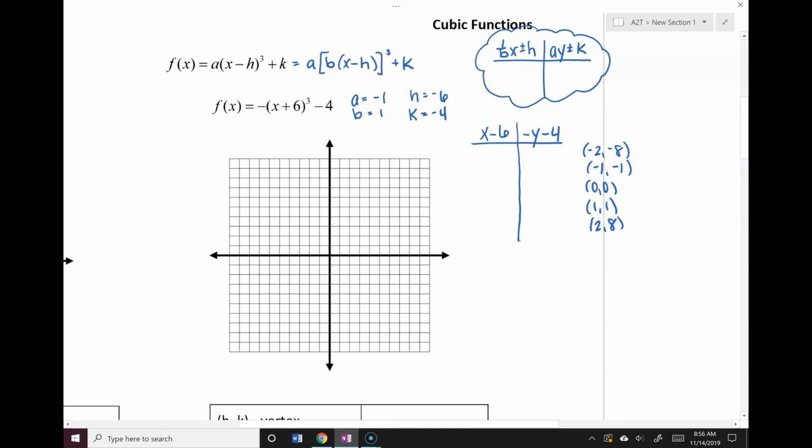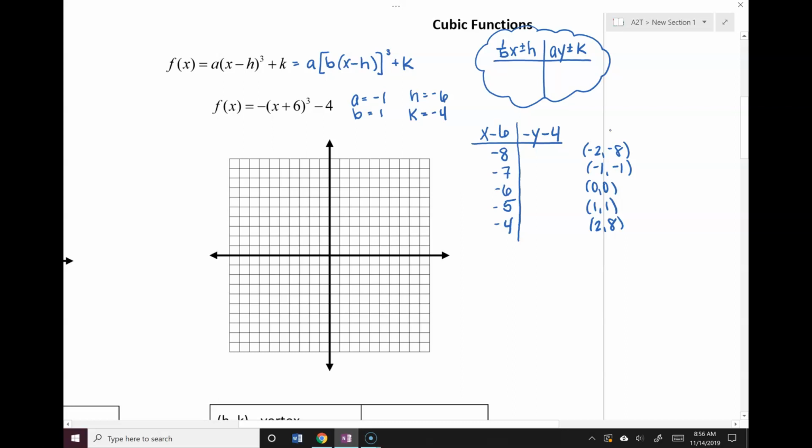For the x values, we're going to take -2 and substitute it in for x. That gives us -8. If I plug in -1, I get -7. 0 gives us -6. 1 gives us -5. And 2 gives us -4. We're just taking our parent function points and substituting them into the transformation table.